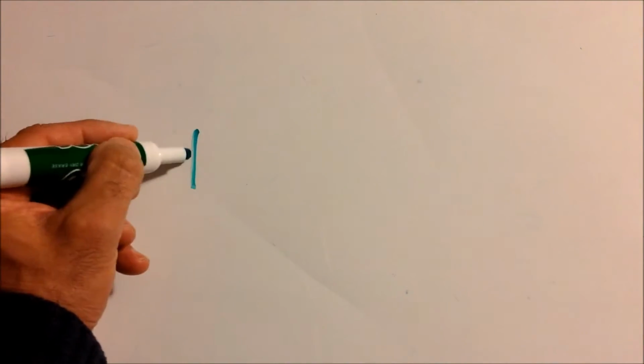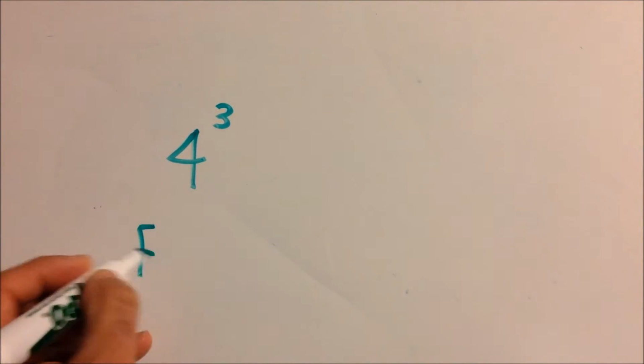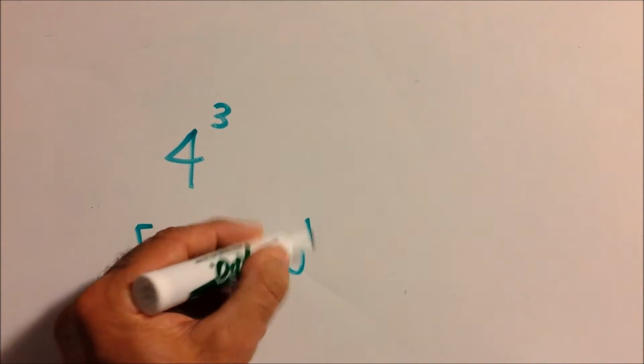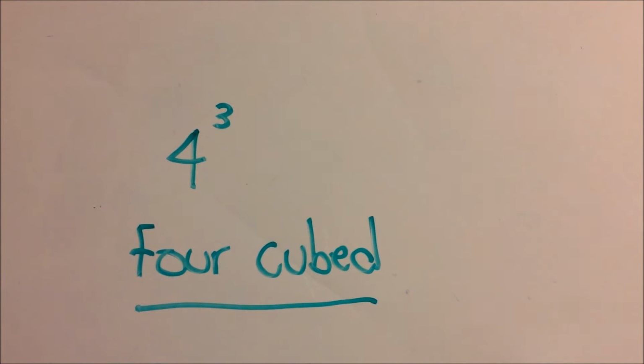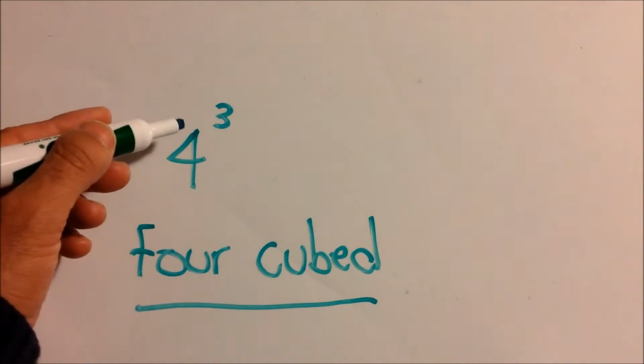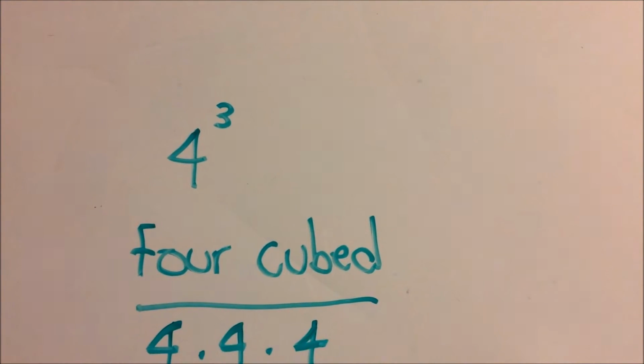Okay, so let's do another one. See if you can answer this question. This is 4 to the 3rd power, and there's another name for 4 to the 3rd power. Anytime you see a 3, you can say this is 4 cubed. So anything with a 3 is cubed, and anything with a 2 is squared. So this is 4 cubed, or 4 to the 3rd power, or the 3rd power of 4. In repeated multiplication, this is 4 times 4 times 4.